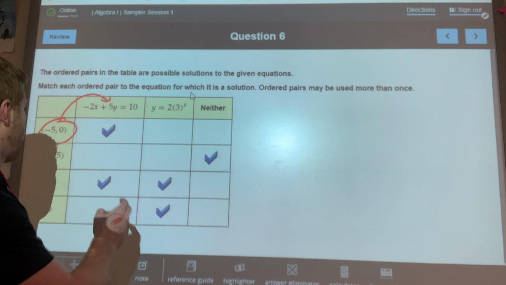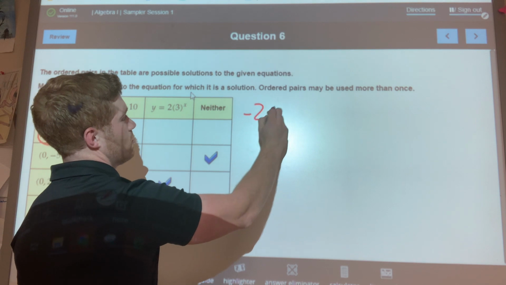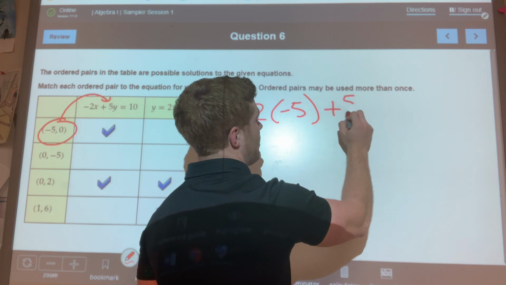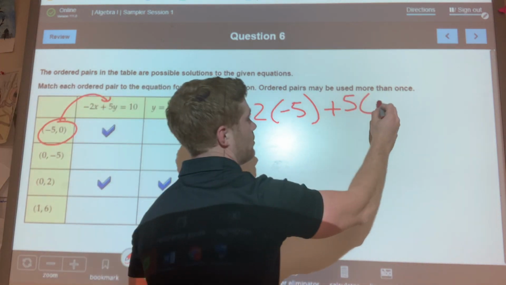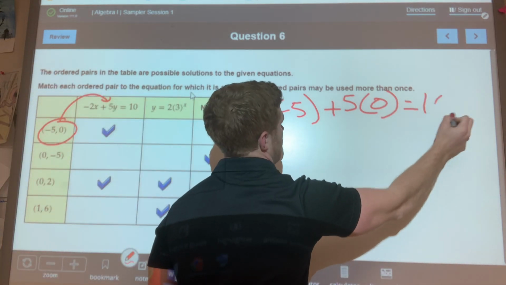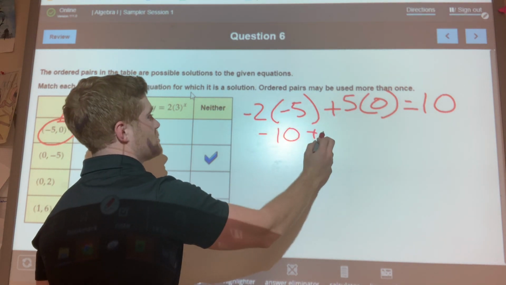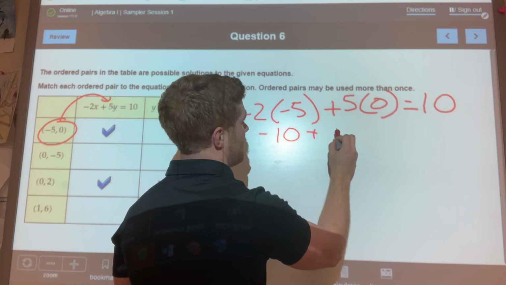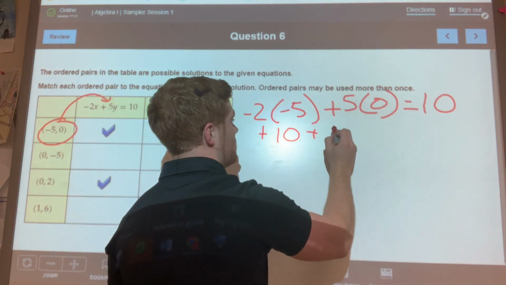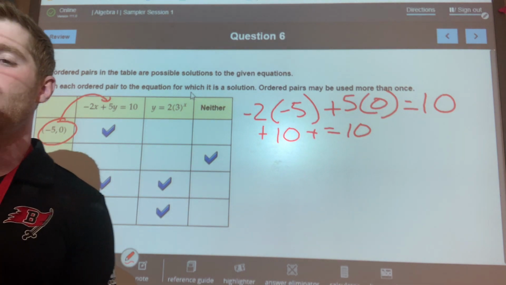So if I walk through this one, the x is going to be -5. So I write -2 times -5 plus 5 times 0 equals 10. So if I do it, -2 times -5 is -10, plus 5 times 0 is 0. So -10. Oh, sorry, messed up. 2 negatives make a positive. Okay, equals 10. So if we believe 10 equals 10, we know that absolutely has to be a solution.